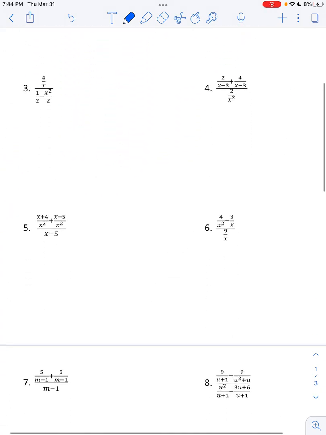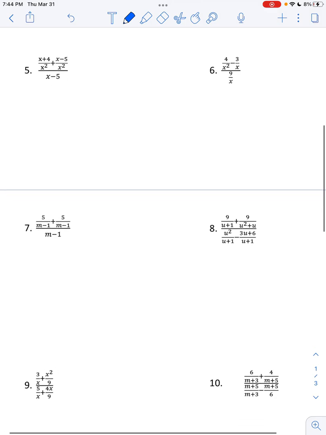Let's try one more. Something maybe a little trickier.